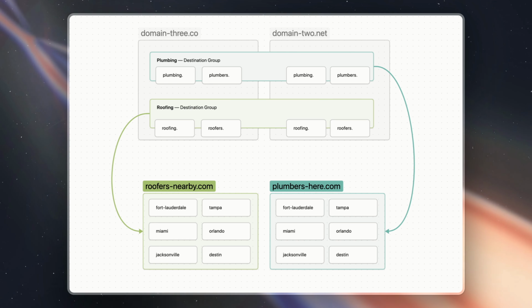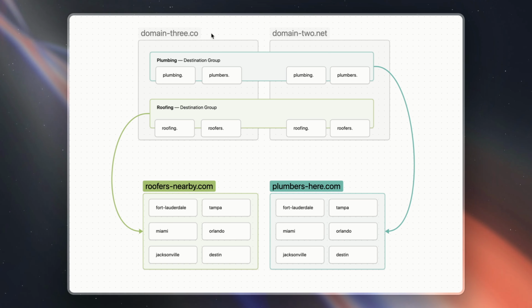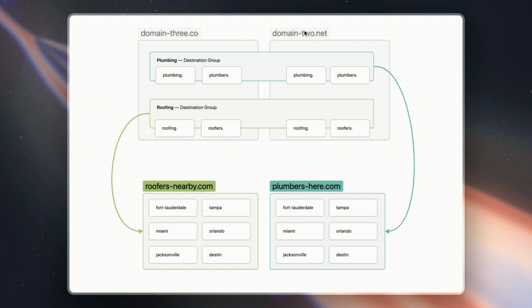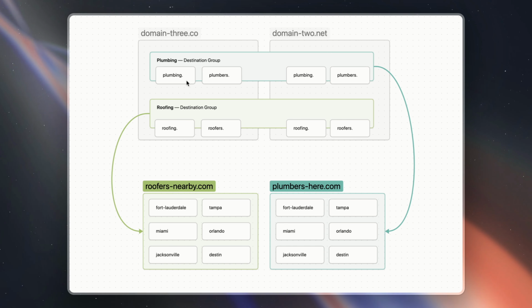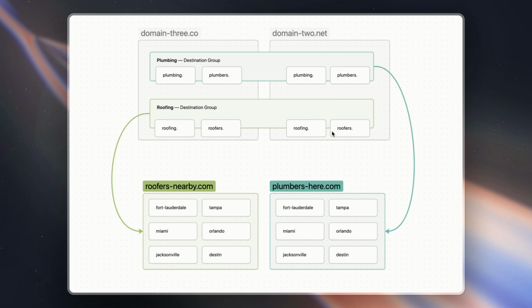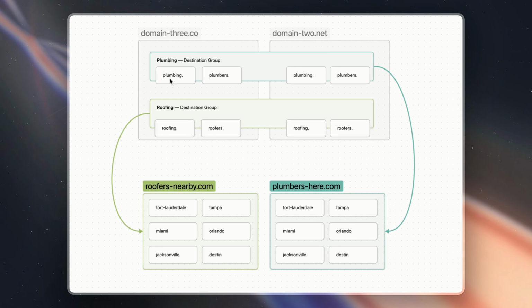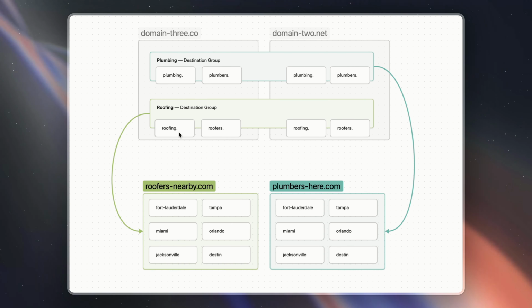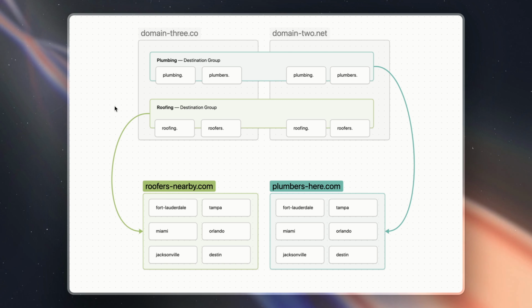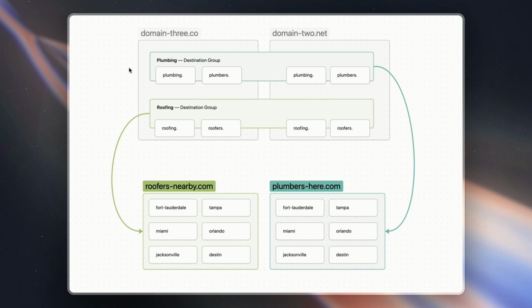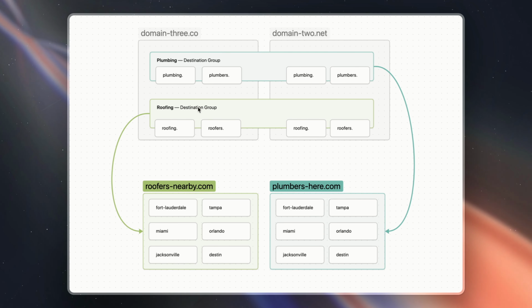More often than not, you're going to have generic domains with specific or niched subdomains. So for example here, I have a couple domains, domain 3 and domain 2. These are generic, but I want to represent here that we actually have specific sites with specific niches, things like plumbing or roofing. So this would look like plumbing.domain3, roofing.domain3, and we would want plumbing content to go on the plumbing group and roofing content to go on the roofing group.